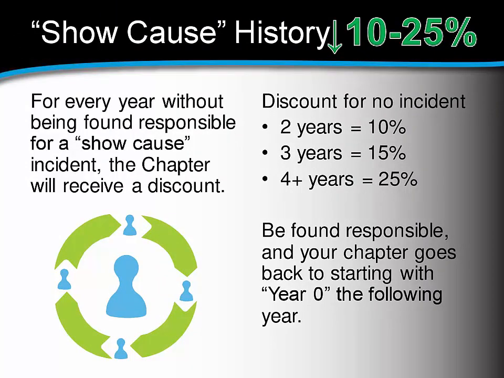A strong history of good behavior should be rewarded. Unlike the surcharge for being on probation status, chapters that build a history of following policies are rewarded with a cumulative discount. For every year without being found responsible for a show cause incident, the chapter will receive a discount. 2 years without being found responsible is 10%, 3 years is 15%, and 4 or more years is 25% off the base rate. However, if your chapter is found responsible, it will go back to a year zero for the following year.